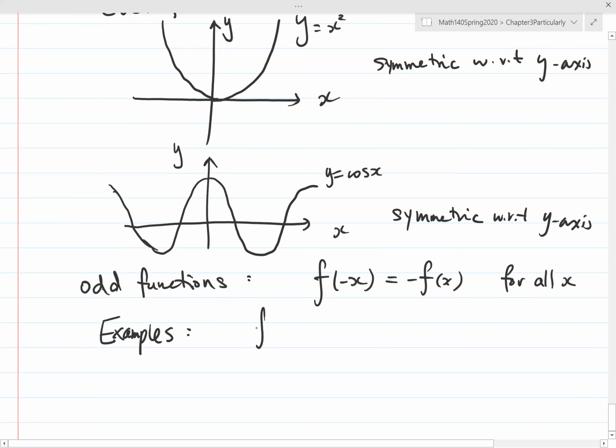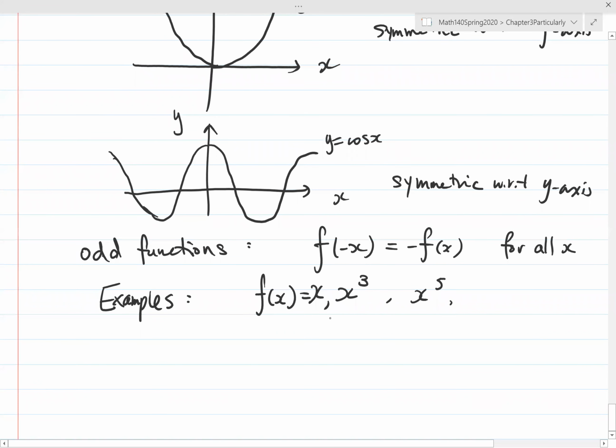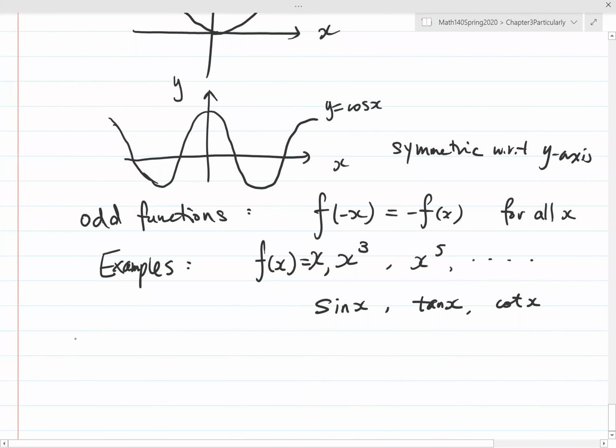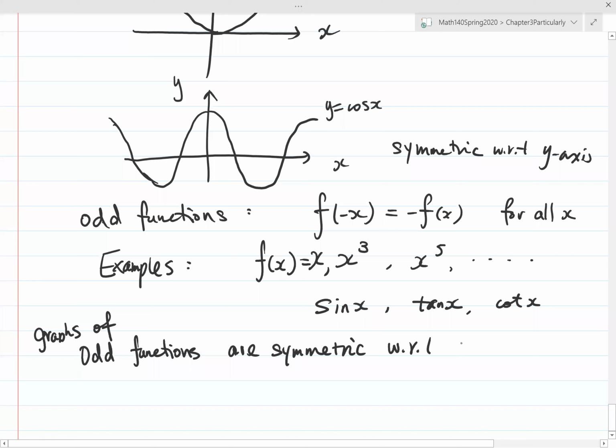Examples are, for instance, any odd powers of x, of course, y equals f(x) equals x. Also, for instance, sine x and tangent x are both odd functions. Now, the fact is, the graphs of all odd functions are symmetric with respect to the origin O.